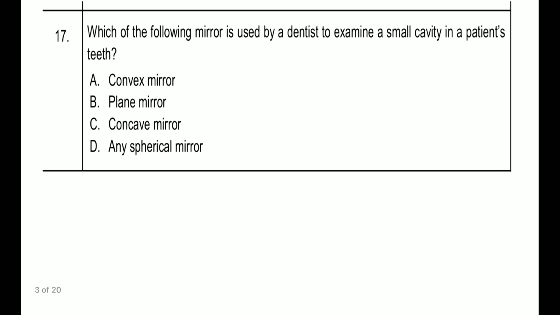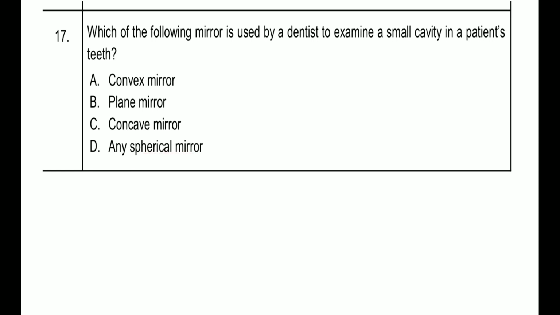Okay, so this is the first question. This is the 17th question of the sample paper. Which of the following mirrors is used by dentists to examine a small cavity in a patient's teeth? We have four options: convex mirror, plane mirror, concave mirror, or any spherical mirror.